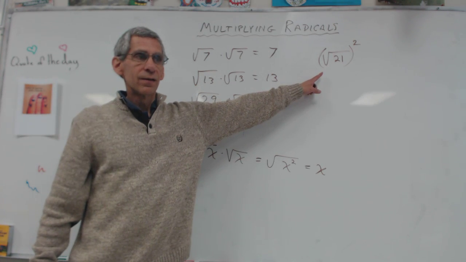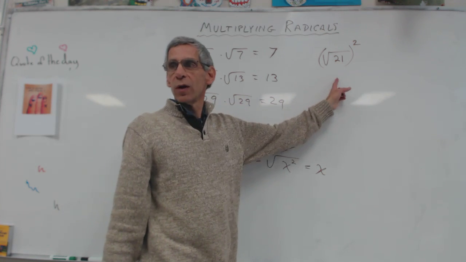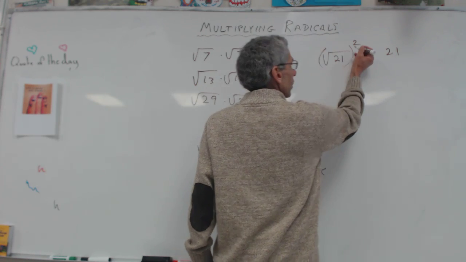Yes. No, it's 42. Because it's 21 times 21, which is equal to the square root of 21 times the square root of 21. You're right, it's 21.